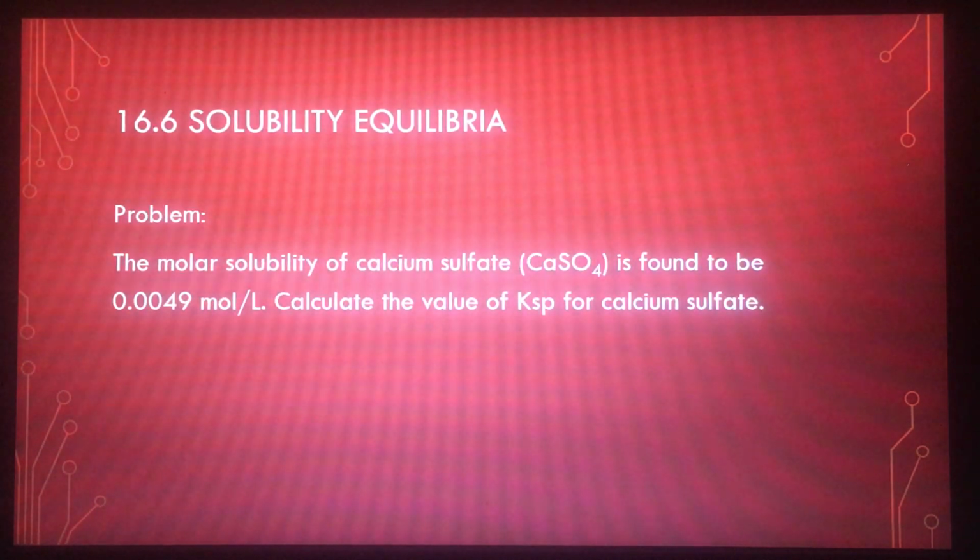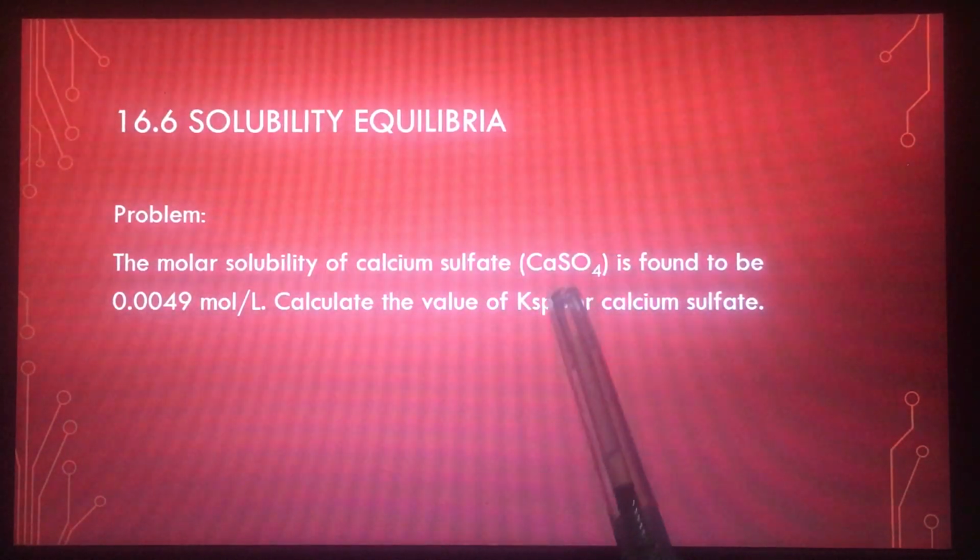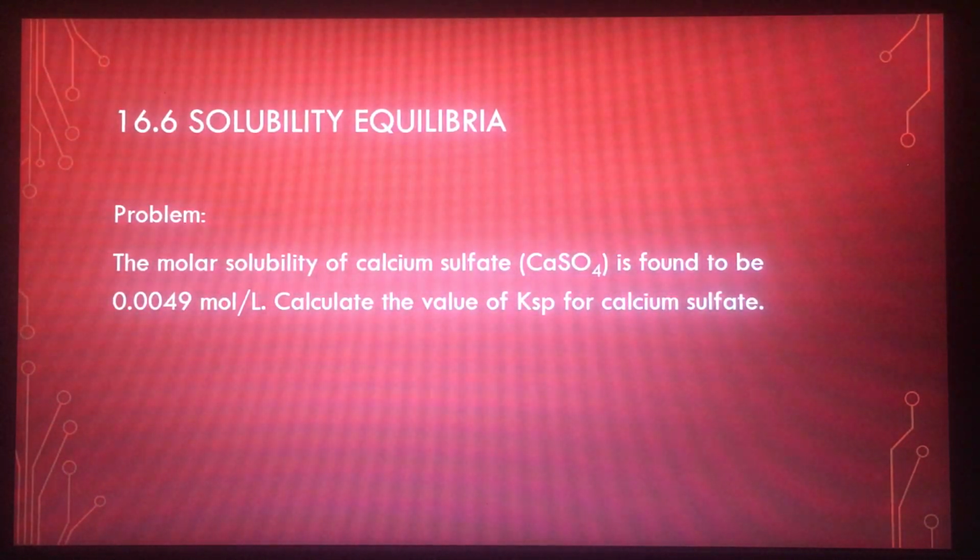Let's have a problem regarding this. The molar solubility of calcium sulfate, so I already gave you this formula, is found to be 0.0049 mole per liter. Calculate the value of the KSP or solubility product constant for calcium sulfate.